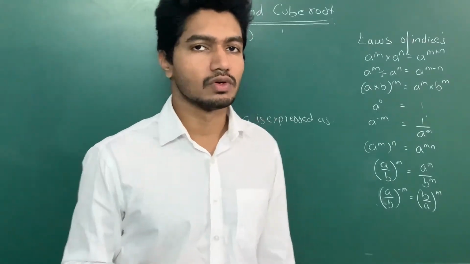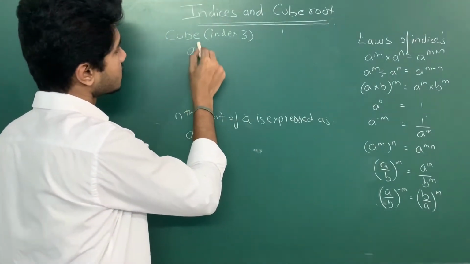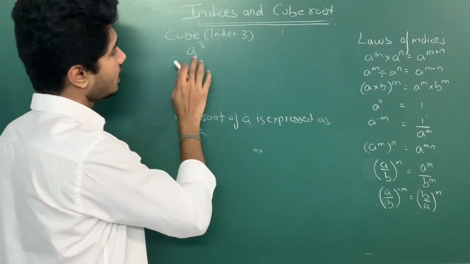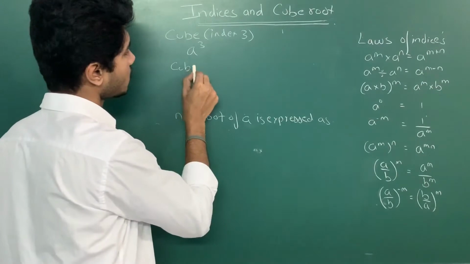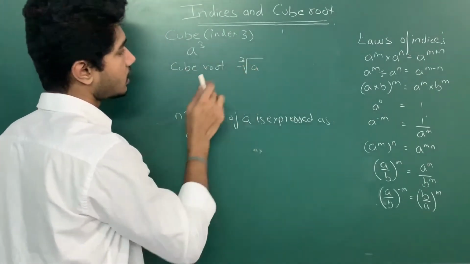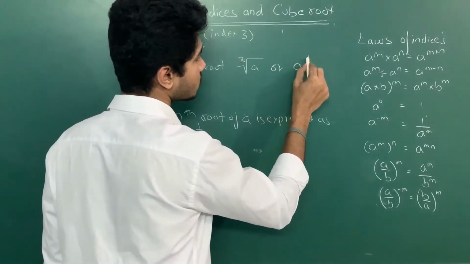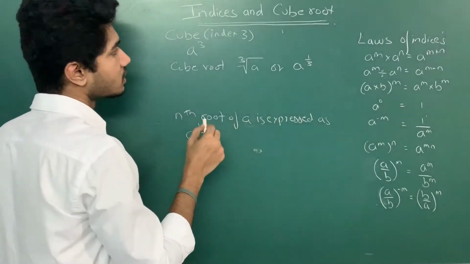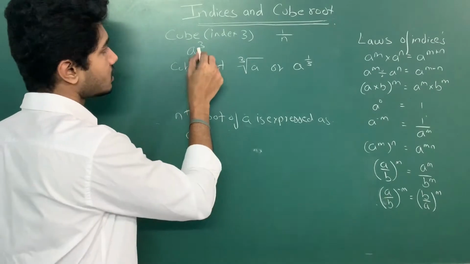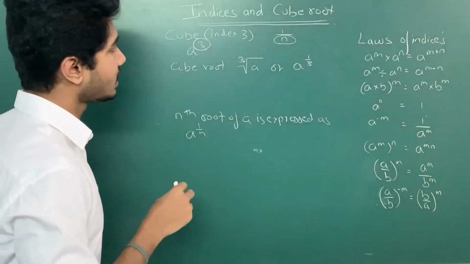But in case of cube, the index changes to 3, which can be written as a raised to 3. Now, the cube root of any integer can be written with the index, that is the power, changing to 3, or also you can write it as 1 upon 3. So in case of rational number, the index form is always written as 1 upon n, that is the n stands for the index. Let's take an example.